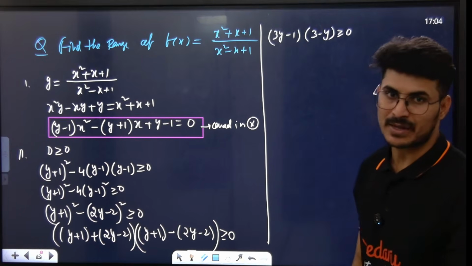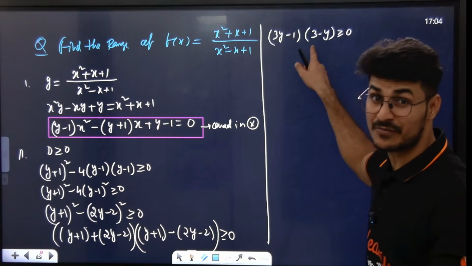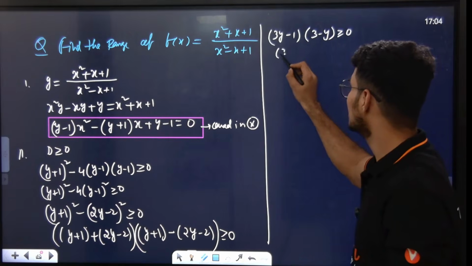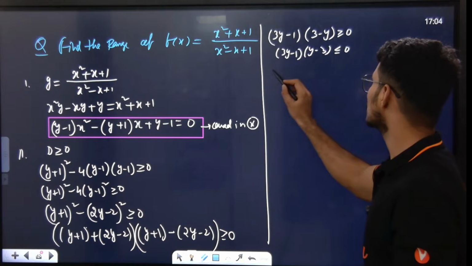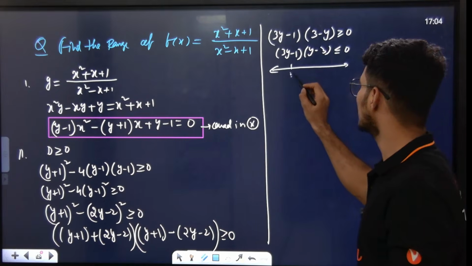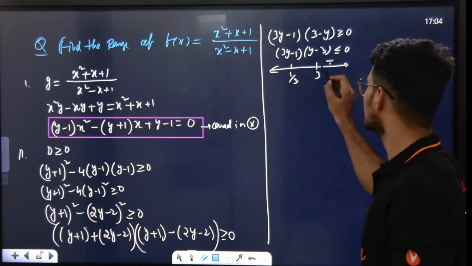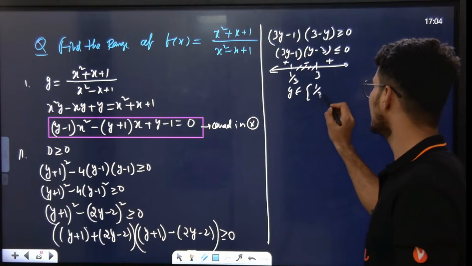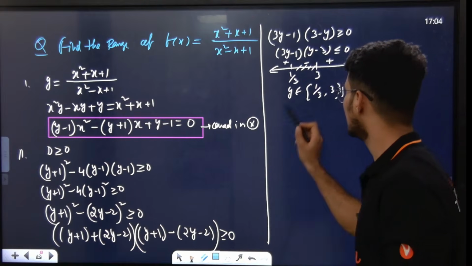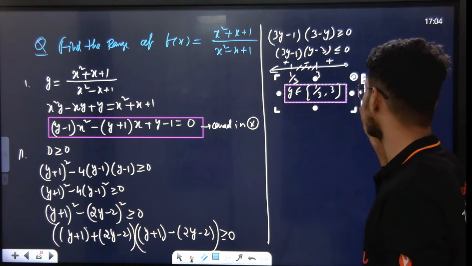Okay, VB method apply பண்றதுக்கு we have to make the coefficient of y as positive. அது very important. So y minus 3 lesser than or equal to 0. So tell me here, what are the possible values? 1 by 3, 3, plus minus plus. I need this region. So y belongs to 1 by 3 to 3. This is your answer for step number 3.